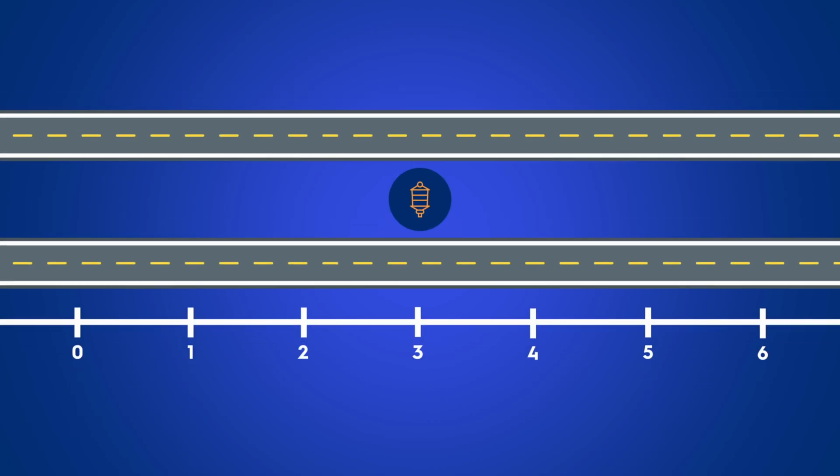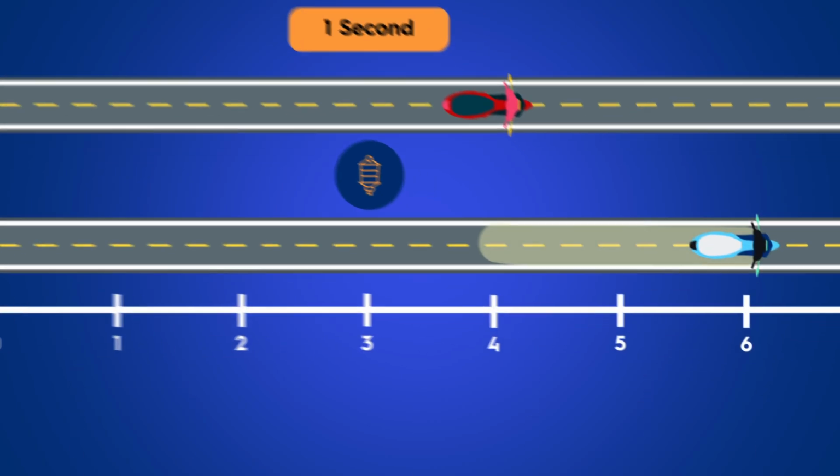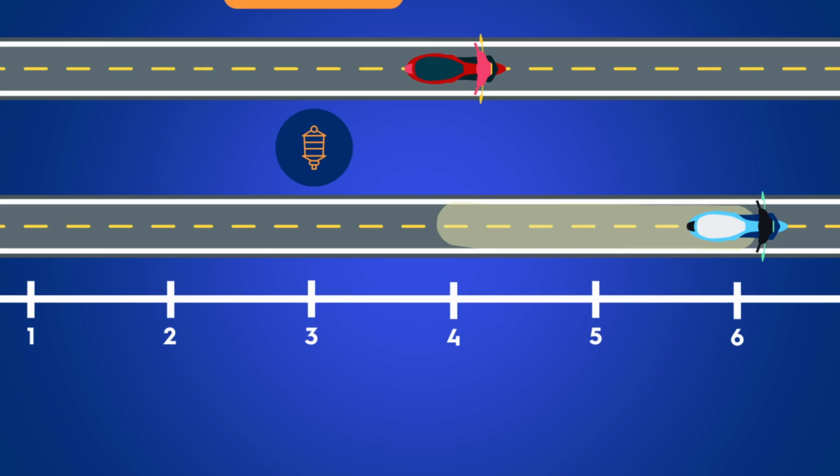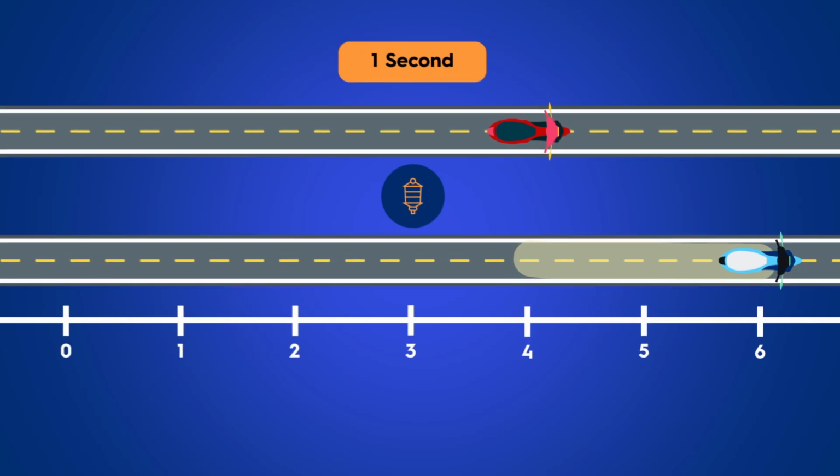Back to our pop quiz. In 1 second, blue covered more displacement than red. Since they were measured over the same time, blue's average velocity is greater. The answer is blue.